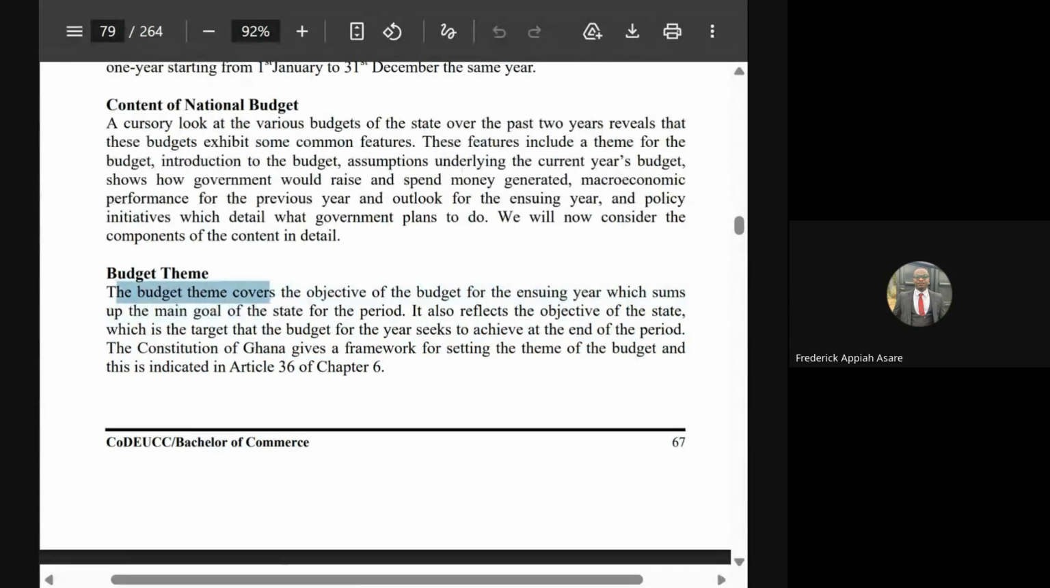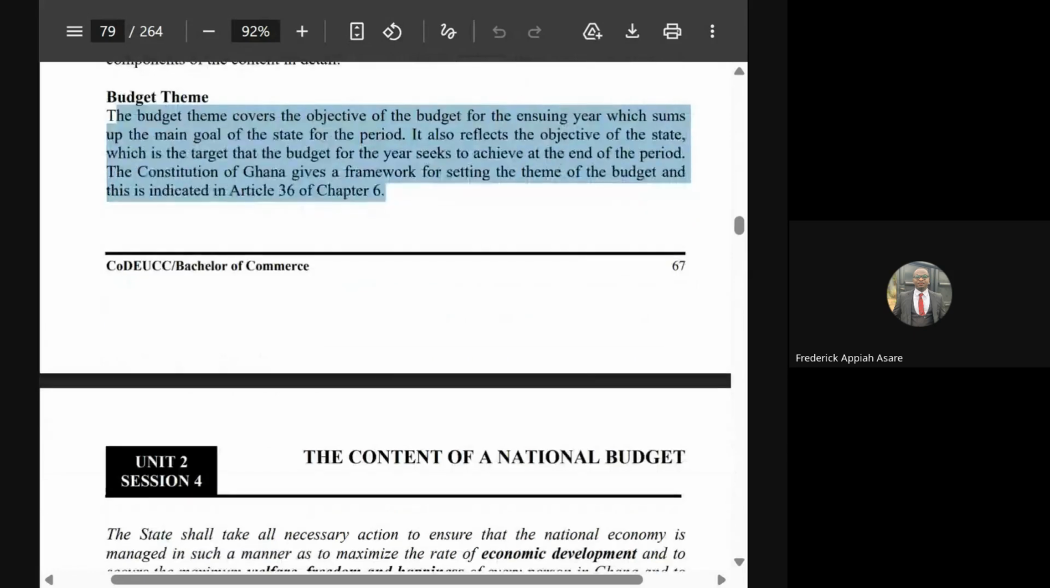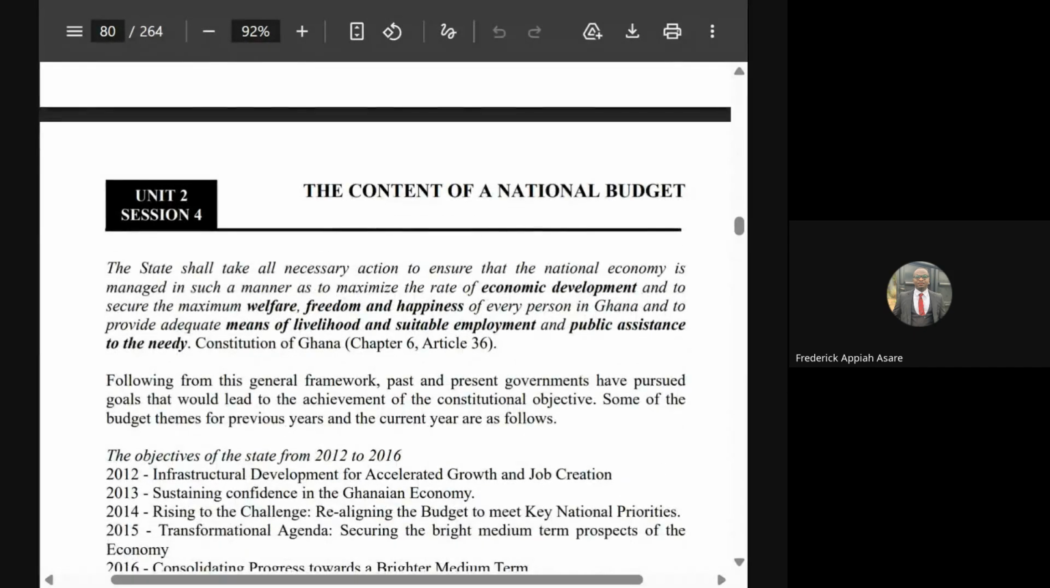So the budget theme covers the objective of the budget for the ensuing year, which sums up the main goal of the state for the period. It also reflects the objective of the state, which is the target that the budget for the year seeks to achieve at the end of the period. The Constitution of Ghana gives a framework for setting the theme of the budget, and this is indicated in article 36 of chapter 6.